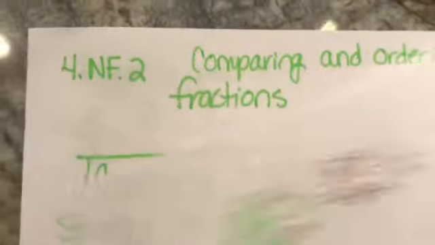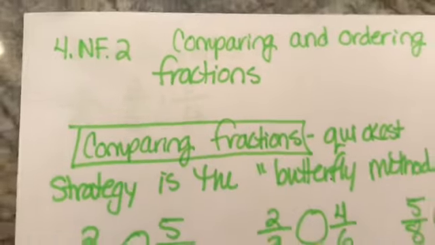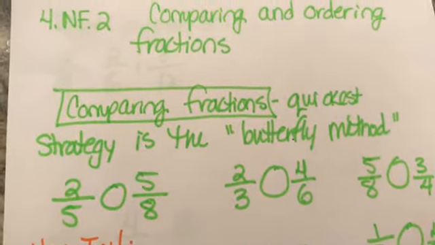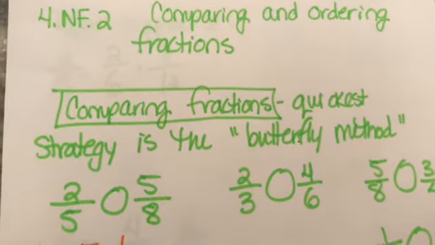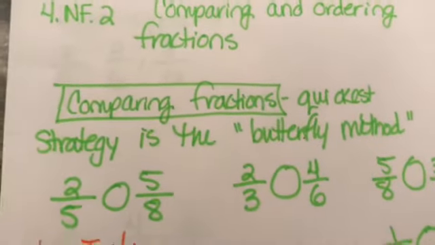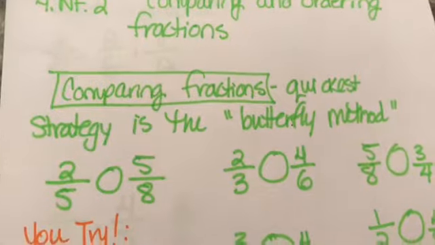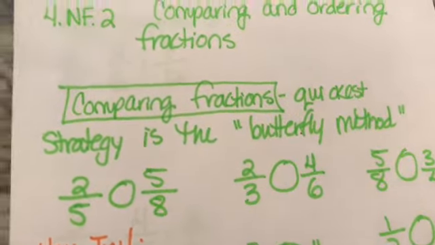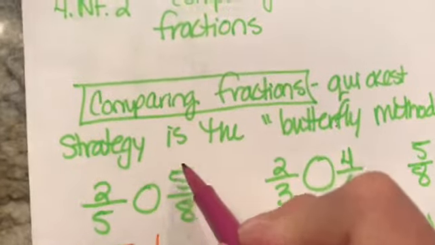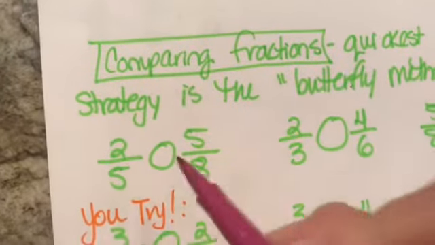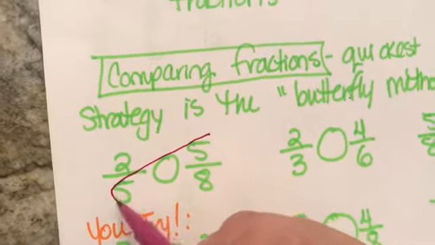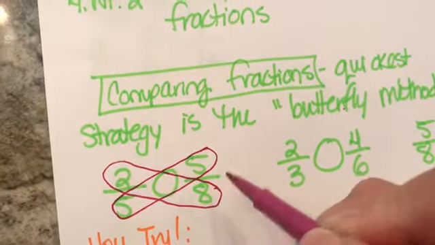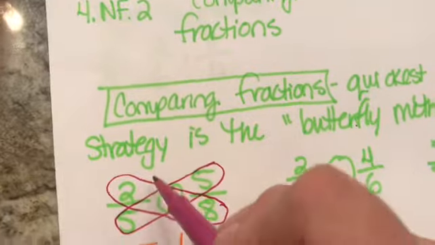Okay, now we're going to move ahead into the second part of this standard, which is comparing and ordering the fractions. Comparing fractions is basically just deciding which one is larger or smaller, depending on what they're asking you to do. And the quickest strategy, which you all love, is the butterfly method. All we do for the butterfly method is we take the two fractions they're asking us to compare, and we circle them both going diagonal like this, and then we write the multiplication over.